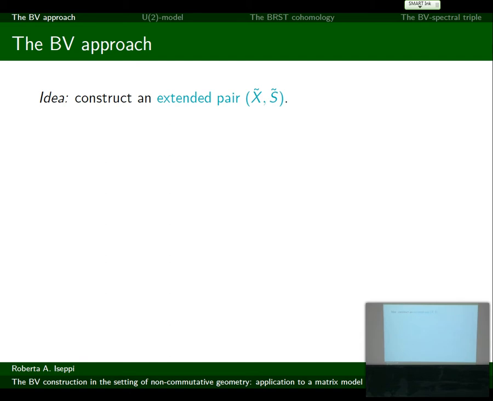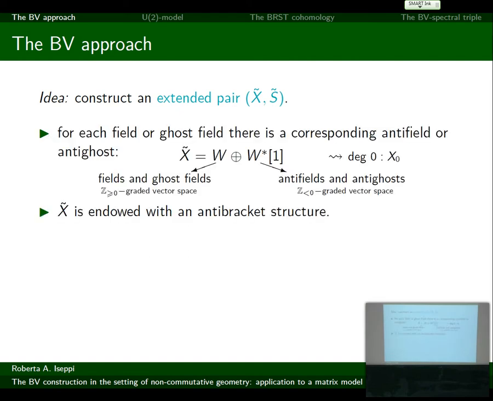The idea is to construct another pair, which is this extended pair given by x tilde and s tilde. So about x tilde, this will be of this form. It's given by the sum of two pieces. So this is a Z-graded vector space. And in degree 0, we have our initial configuration space. Then we have a positively graded part that is the one containing all the ghost fields. And then the negatively graded part is just, let's say, the symmetric with respect to the positive side.